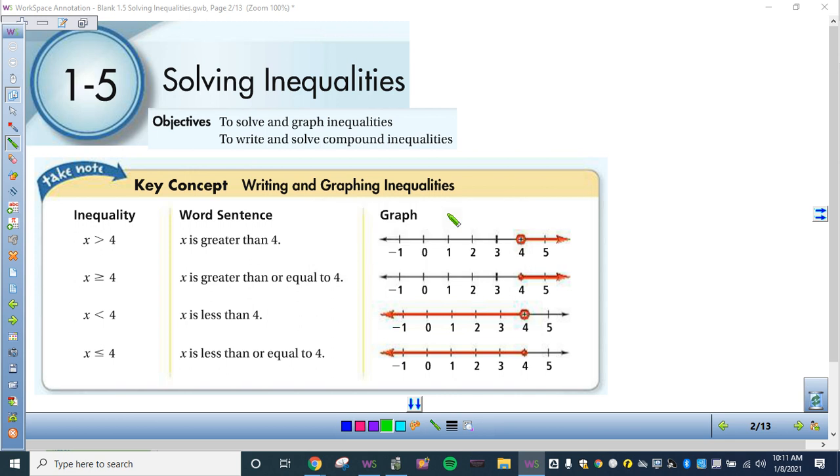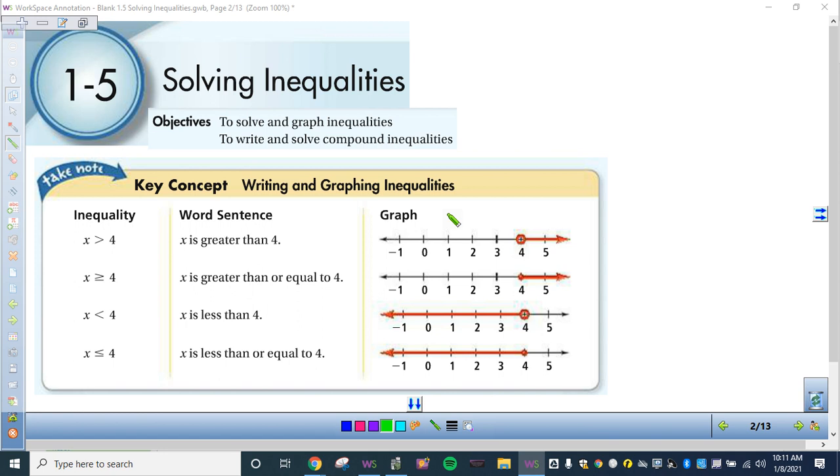Okay, so today 1.5 solving equations. We're going to solve and graph inequalities, and we're going to write and solve compound inequalities. All that a compound inequality means is that you're going to have two instead of one inequality. Okay, so no big deal.